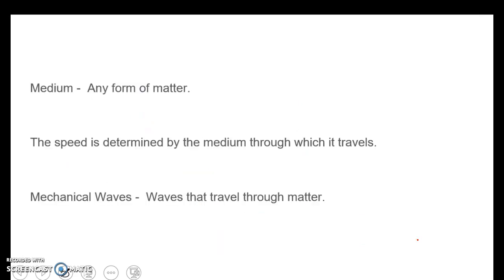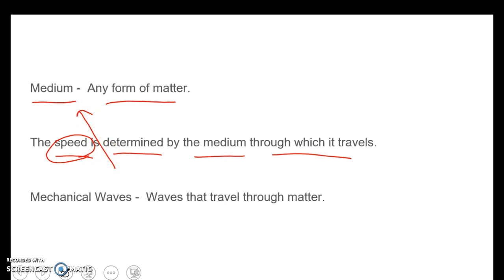Other words that come up: medium. The medium is any form of matter. So it could be air, it could be water, whatever. The speed is determined by the medium through which it travels. So the speed of a sound wave, or of any wave, is determined by the medium. Different mediums will cause waves to have different speeds. When we talk about sound, you think about sound in the air versus sound underwater, how it sounds different, and that's because of the speed through the medium.